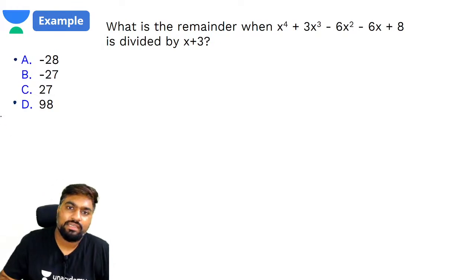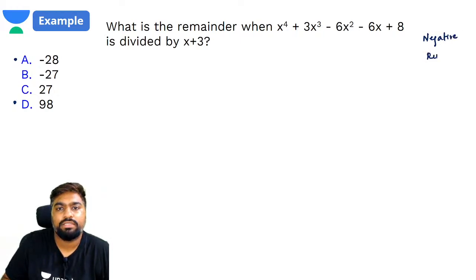Here we will accept negative remainder also, because it is a polynomial expression. Negative remainder is also okay.